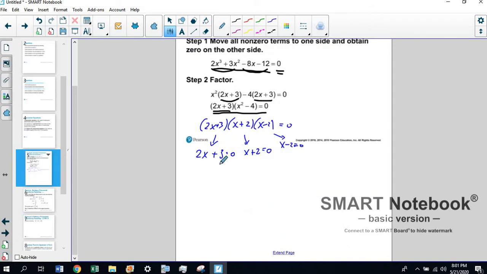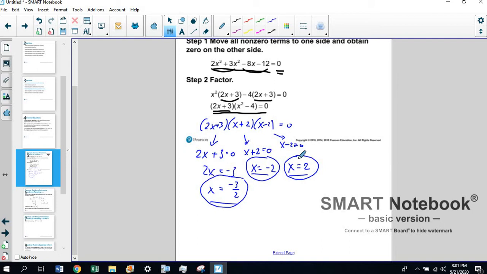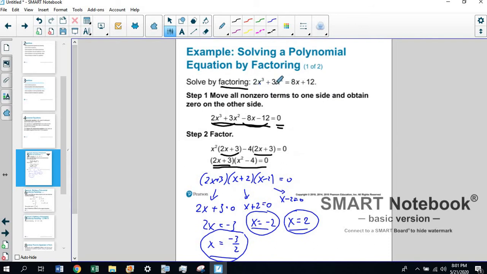If we solve each of these, here we get 2x equals negative 3, so x equals negative 3 halves. Here we subtract 2 from both sides to get x equals negative 2. Here we add 2 to both sides to get x equals positive 2. So we have 3 answers. With x cubed, we should expect 3 answers: negative 3 halves, negative 2, and positive 2 as our solutions to the original equation, 2x cubed plus 3x squared equals 8x plus 12.